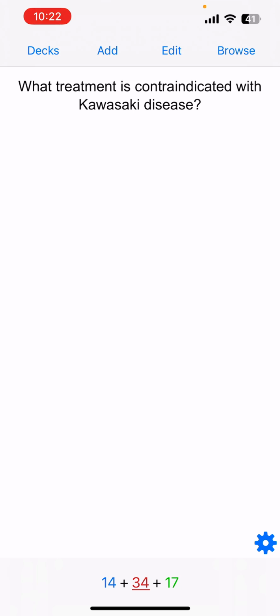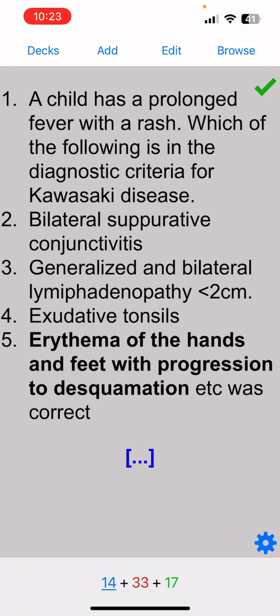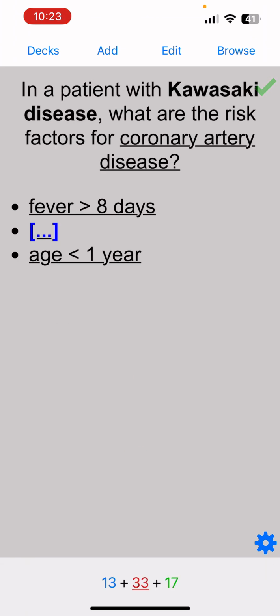What treatment is contraindicated with Kawasaki disease? Contraindicated? Steroids? Corticosteroids. Yeah, they may increase aneurysm formation. Okay. Child with prolonged fever and a rash, which of the following is in the diagnostic criteria? Bilateral pruritic conjunctivitis. I think 5. Yeah. In a patient with Kawasaki disease, what are the risk factors for coronary artery disease? Fever more than 8 days, something else, and then age less than a year.